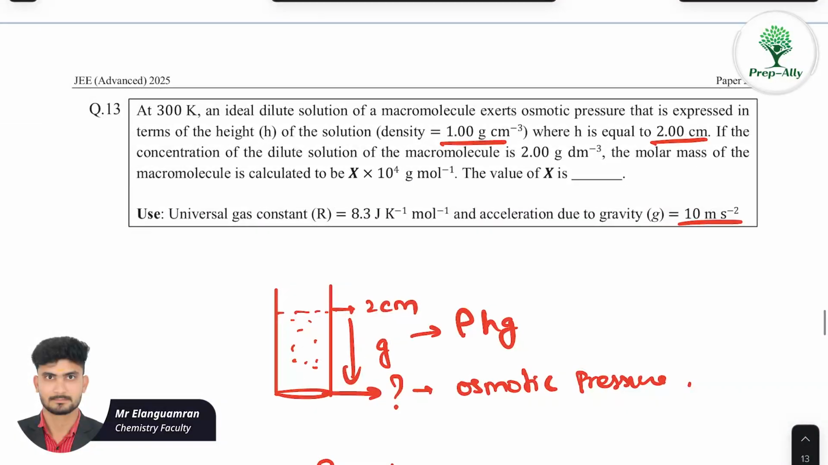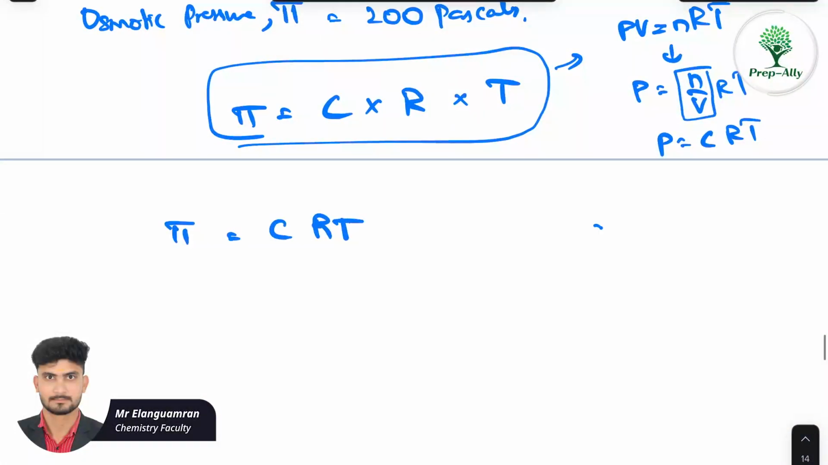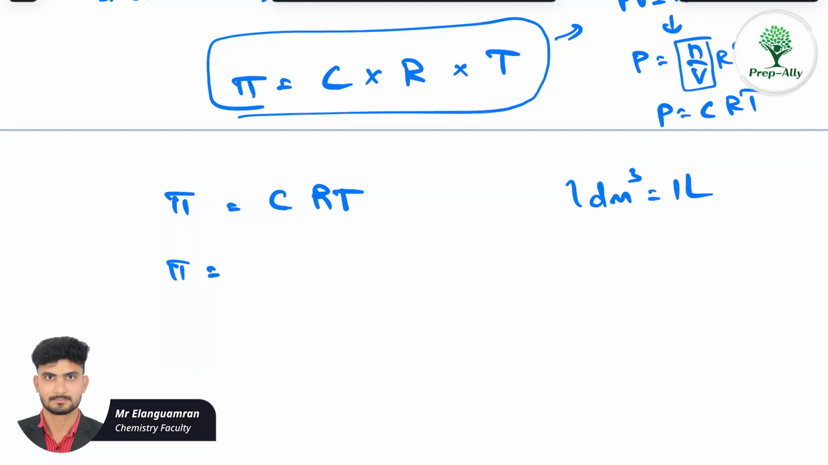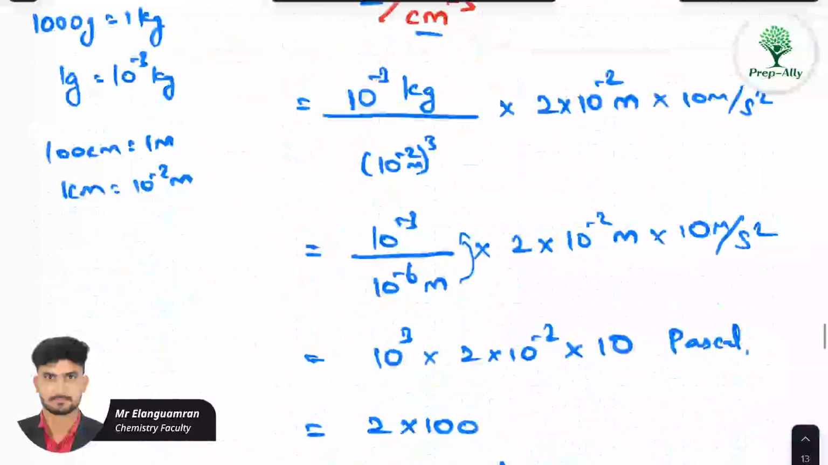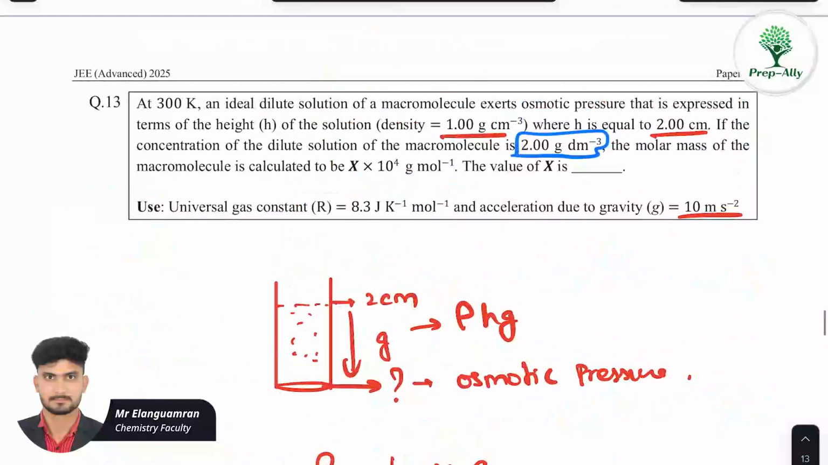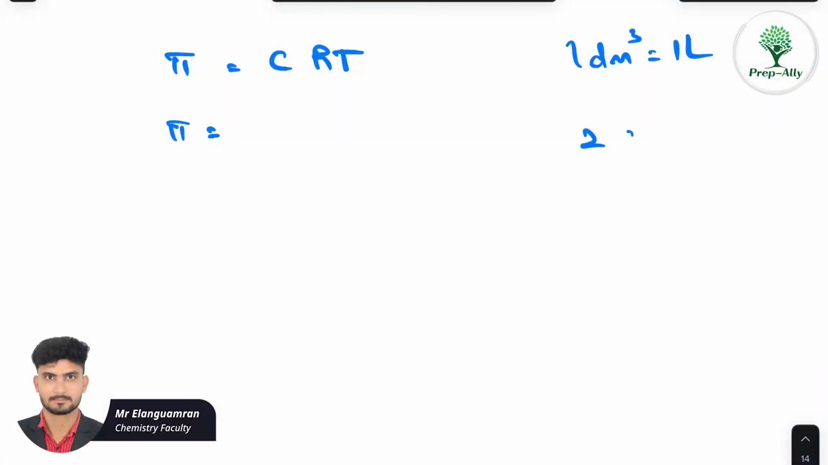So what is the concentration of this solution? 2 gram per liter. They have given this concentration in gram per dm cube. 1 dm power minus 3, or 1 dm cube, is equal to 1 liter. So pi is going to be, I can write this as 2 gram per liter. I can convert this into mole per liter so that I can use molarity.